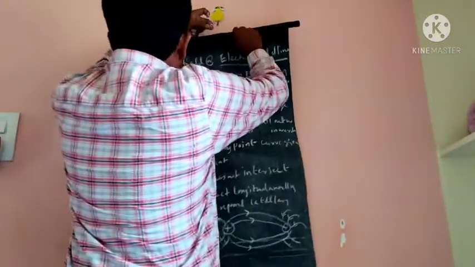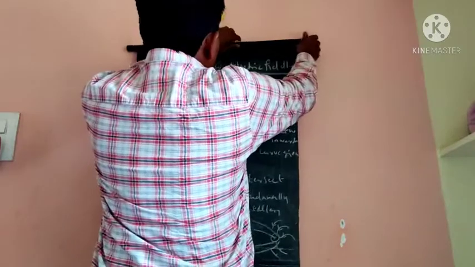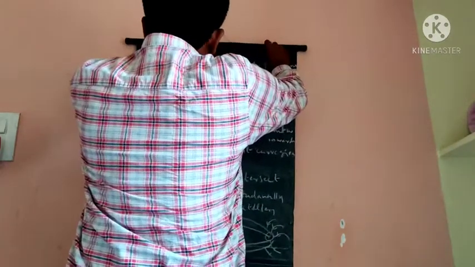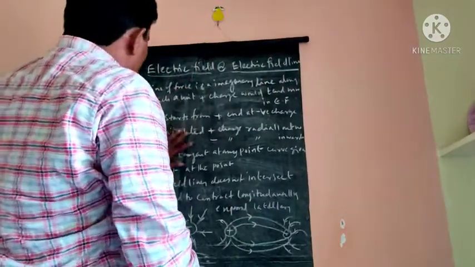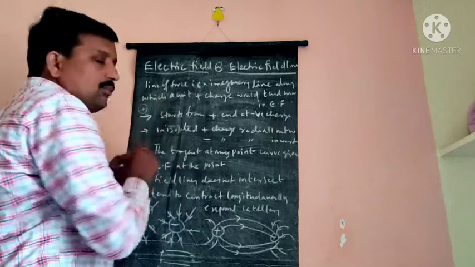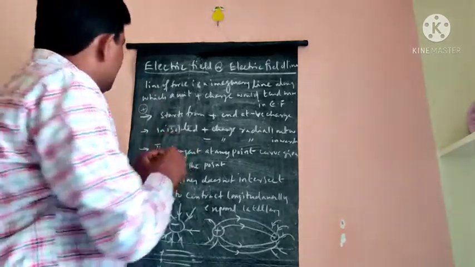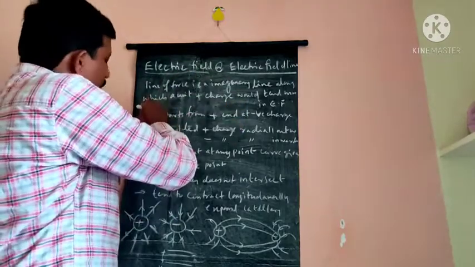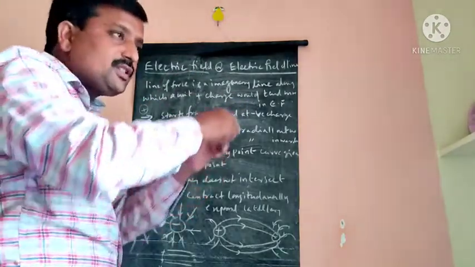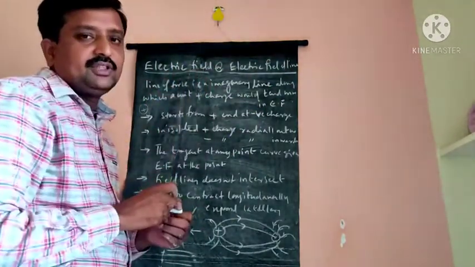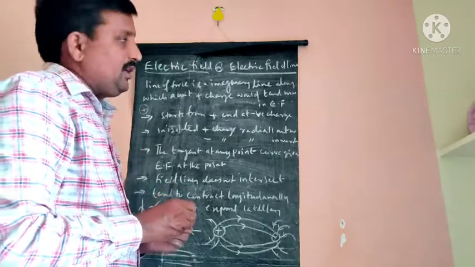And next one is electric field, and electric field lines. What is called electric field? Let us take one positive test charge. The positive test charge influences some area. The area is said to be the electric field.